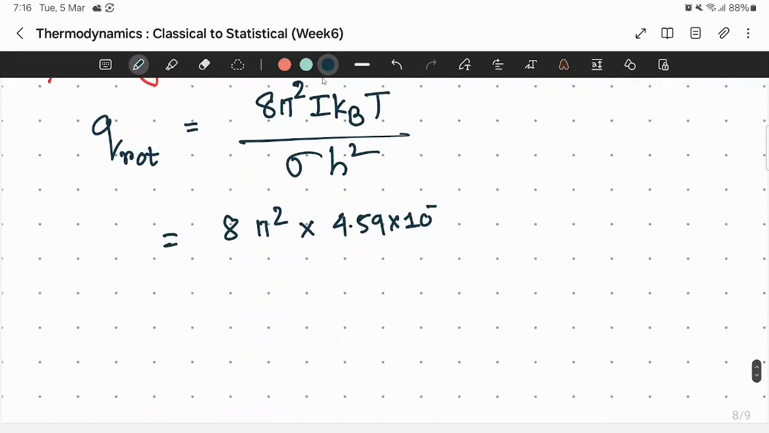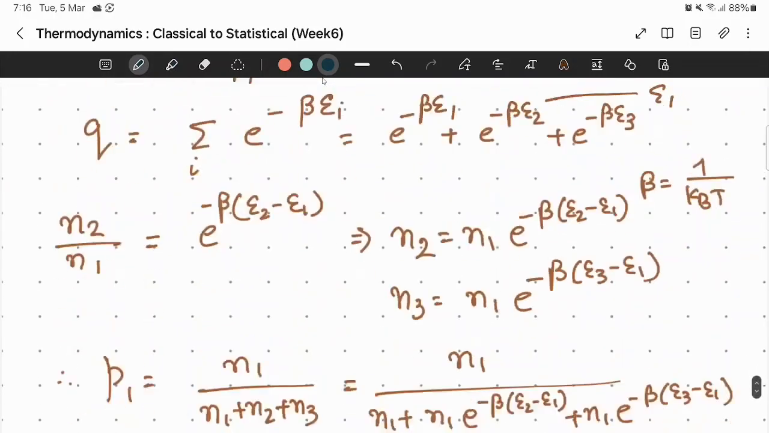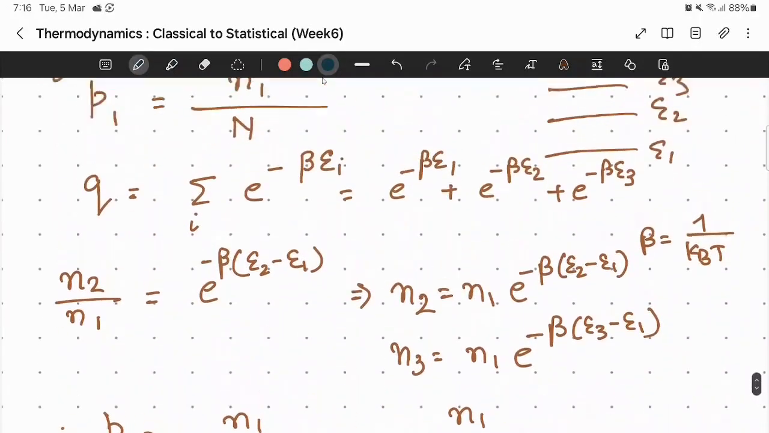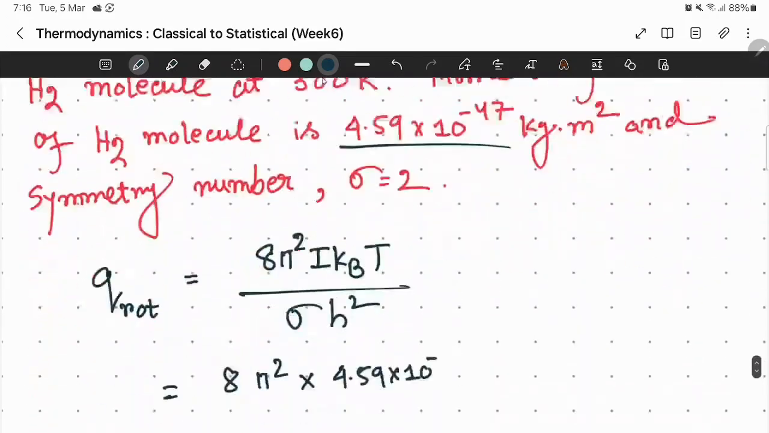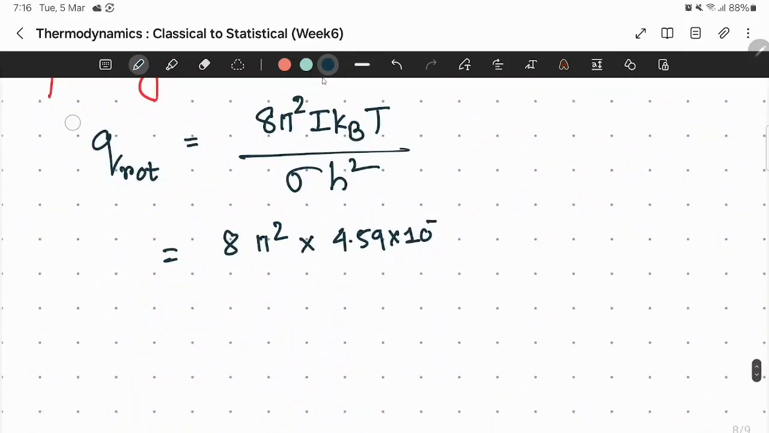Okay, sir. So this is actually Q rotational. These are the molecular partition function. That means the partition function for a single molecule. Why rotational? Rotational means how it is different. We are considering these energy levels. If you consider the rotational energy levels, then it will be rotational partition function. If you consider the translational energy level, then it will be translational partition function. For electronic, it is the electronic energy levels. That's why this is the partition function of a molecule, molecular partition function.